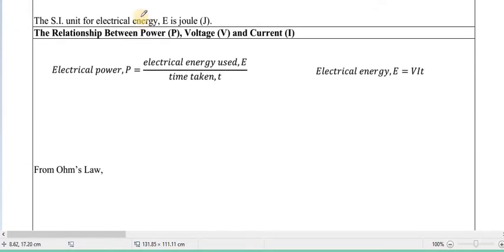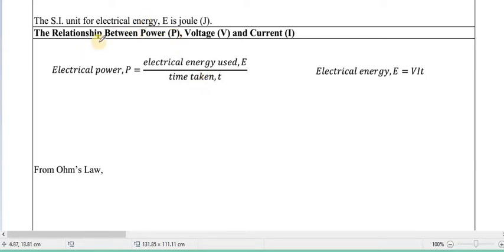Okay, so the SI unit for electrical energy is joule, same as work, because work is energy. Now, the relationship between power, voltage, and current. What is electrical power? Electrical power is the electrical energy used per time taken. This is something that you already learned last time in Form 3.